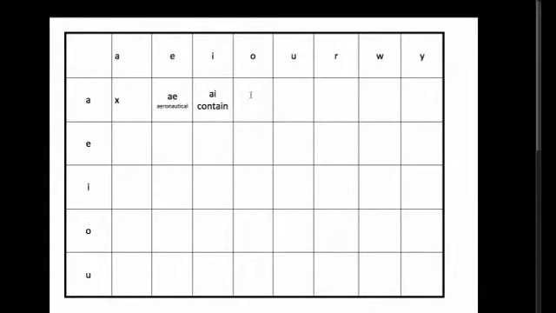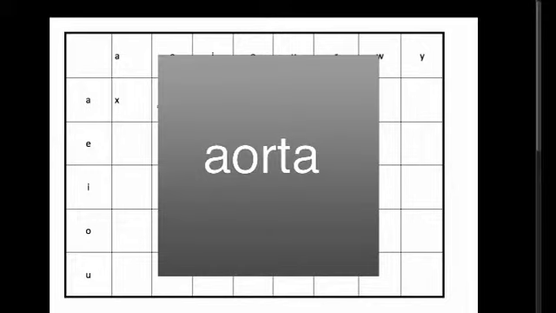Now we have the word contain. AO, yes or no? And the answer is no. You do have words like aorta, but if you look at aorta, what you have is the A followed by the O, but two distinct syllables, A-or-ta.